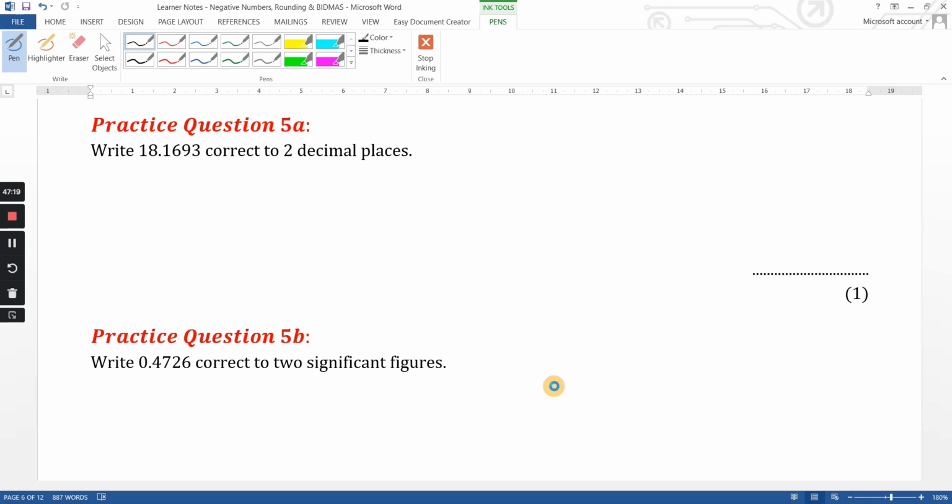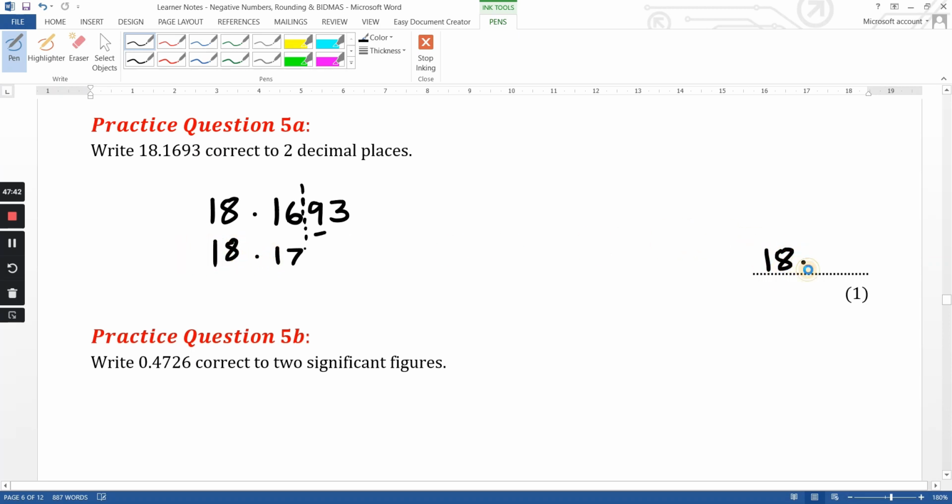So practice question 5a, write this to 2 decimal places. Okay, so let me just rewrite my number. 2 decimal places, so that's going to be 2 digits after the decimal point. There's my dotted line. There's my key digit. That's going to make that go up. That's it, stays the same. That stays the same, that stays the same. So it's 18.17.